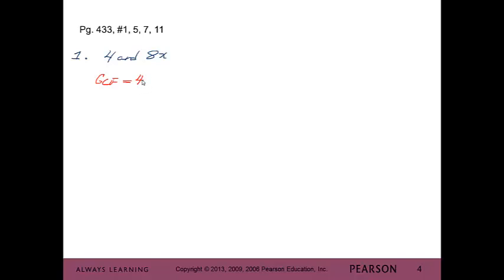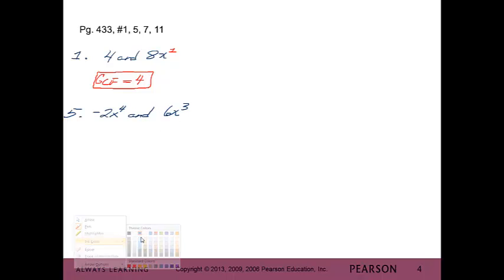Then we want to pick the variable with the smallest exponent. This exponent is 1. However, on the 4, there isn't a variable. Therefore, the smallest exponent is really 0. So I do not factor out an x. And the GCF is just 4. And in number 5, we have negative 2x to the 4th and 6x to the 3rd power. So again, let's start with our coefficients. So I want the largest number that will divide negative 2 and 6, and it should be 2.